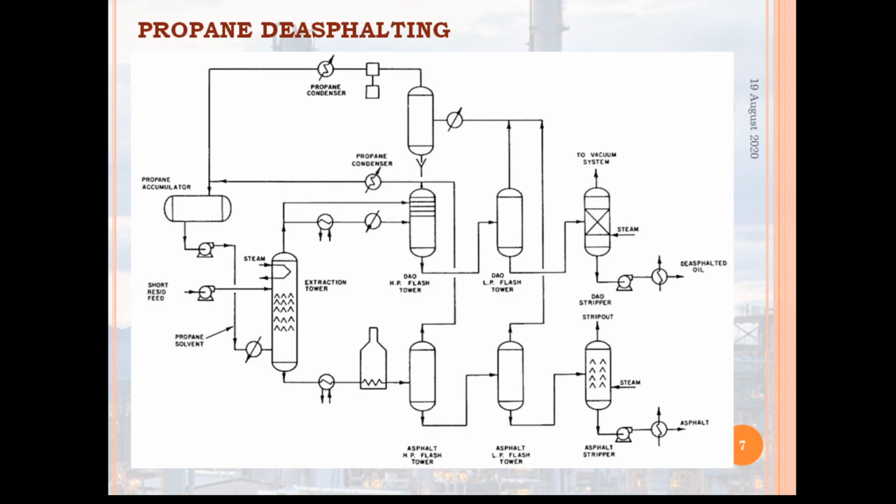The asphaltene and resin phase leaving the bottom of the tower is the raffinate, and the propane oil mixture leaving the top is the extract. So the extract phase is the propane oil mixture, and the asphaltene and the resin, the heavier part from the bottom, is the raffinate part.